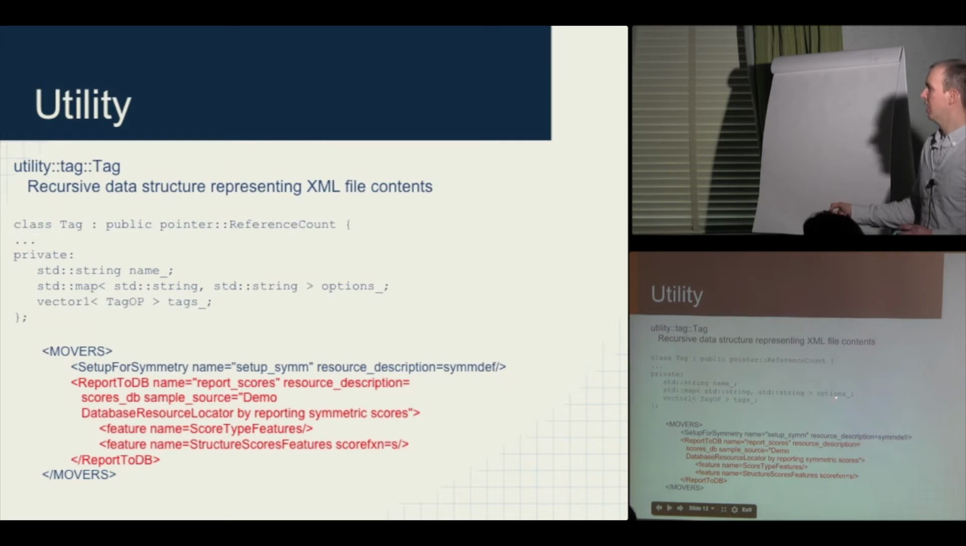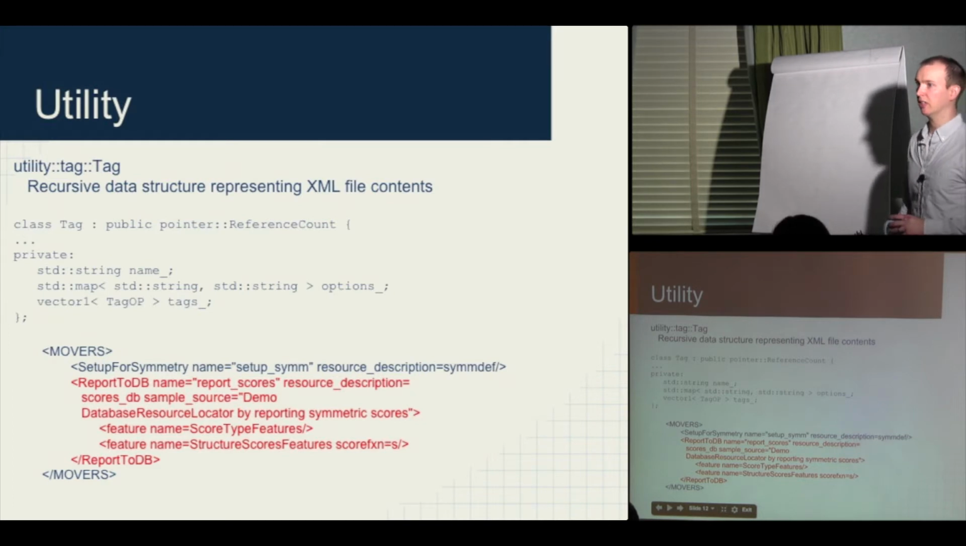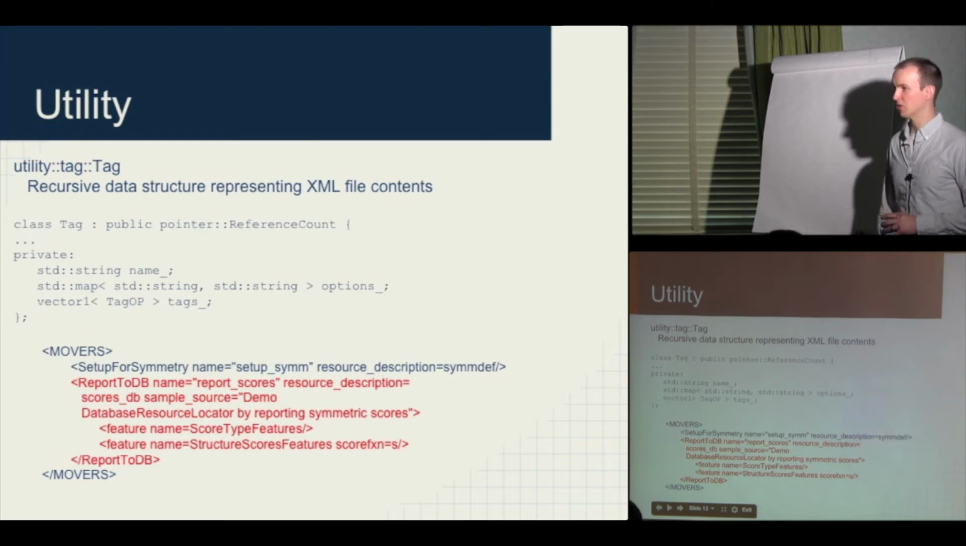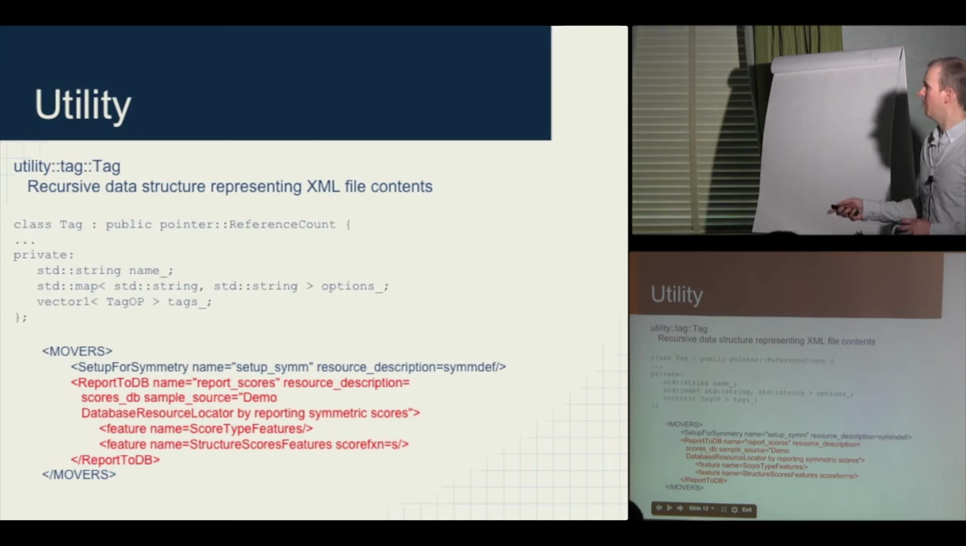Each tag has a set of options. So this is a little confusing. Name is actually report to DB in this case, and then options includes name, such as report scores, which is something that you use to name the instance of your mover for your Rosetta scripts. Sweet.